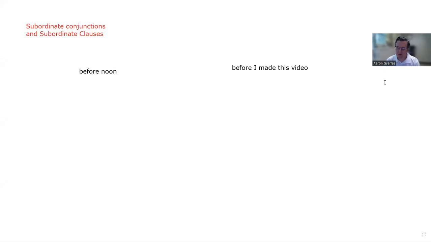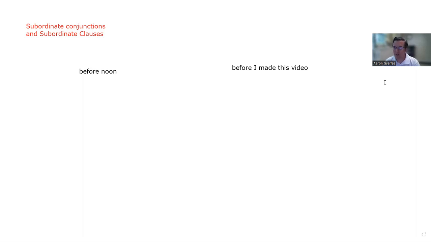Okay, the last thing that we're going to look at for video number 5, our final video in this exciting series of sentence diagramming videos: subordinate conjunctions and subordinate clauses. Be very careful with these words, just like any other word we've been talking about, where one word can serve multiple grammatical functions. So I've put these two examples here.